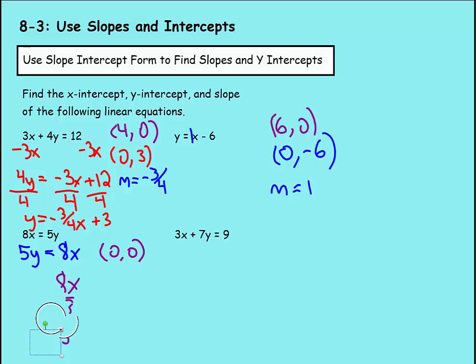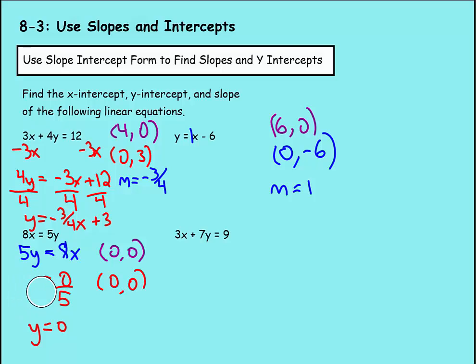Let's try that same thing for y, but I think it's going to be the same answer. So we plug in 0 for x here to find the y-intercept. 5y equals 8 times 0, which is 0. 0 divided by 5 is still going to be 0. So the y-intercept is also at 0. So 0 for x, 0 for y.